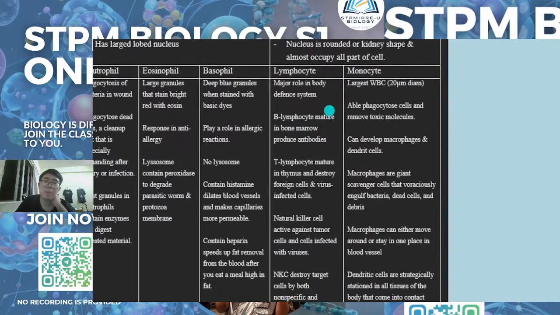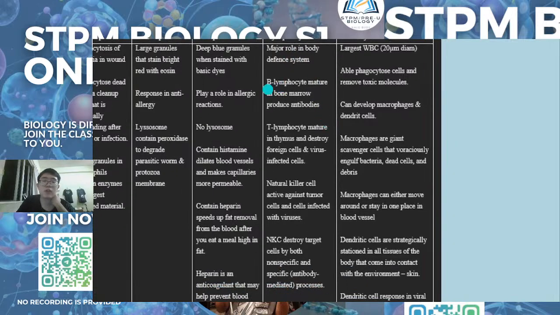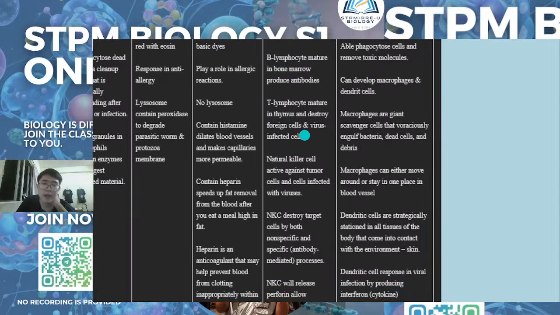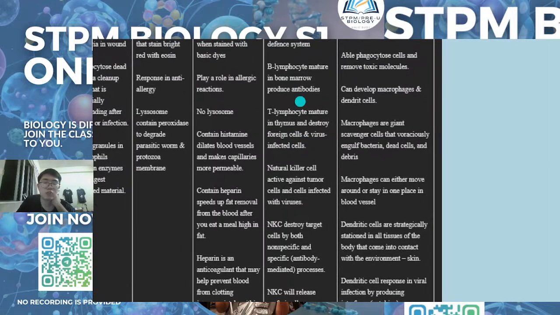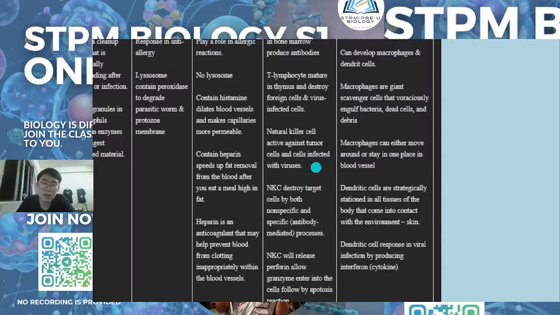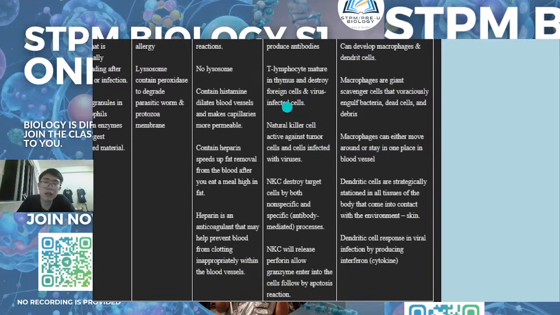Lymphocyte is the major white blood cell in the body defense system. We know that we have B lymphocyte and T lymphocyte. B lymphocyte matures in the bone marrow, and the main function is to produce antibody. T lymphocyte matures in the thymus and destroys foreign cells and virus-infected cells. So these are the two main functions. Don't be confused. And another type of cell is the natural killer cell.